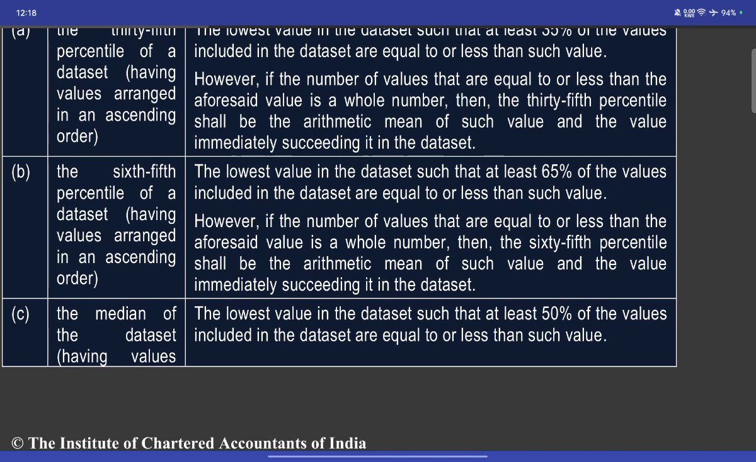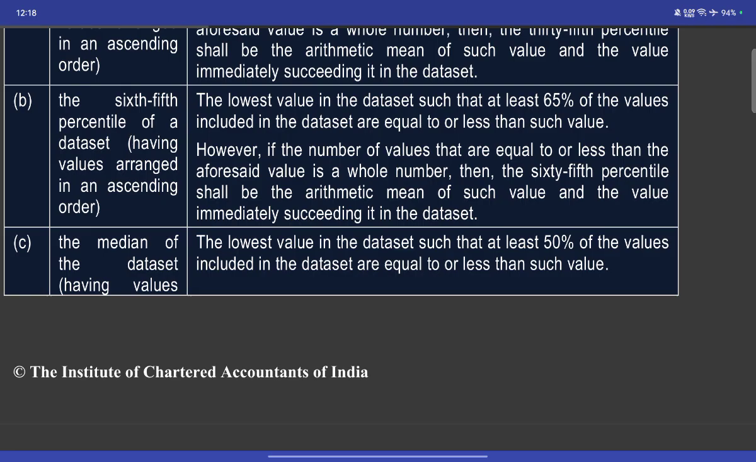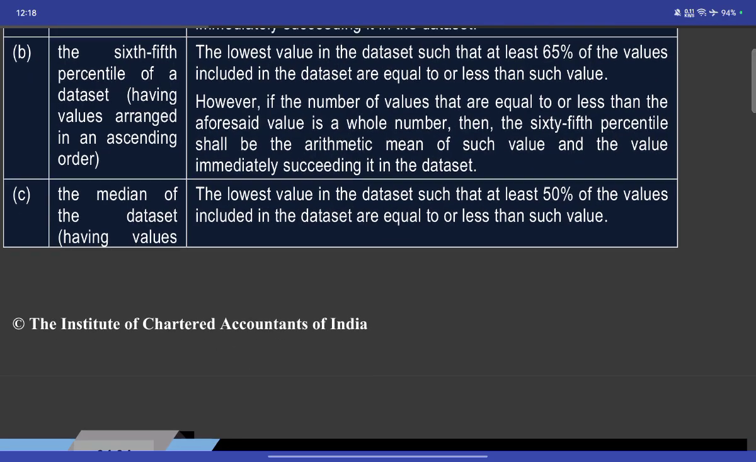The 65th percentile of the data set having values arranged in ascending order is the lowest value in the data set such that at least 65% of the values in the data set are equal to or less than the said value. However, if the number of values that are equal to or less than the aforesaid value is a whole number, then the 65th percentile shall be the arithmetic mean of such value and the value immediately succeeding it in the data set.